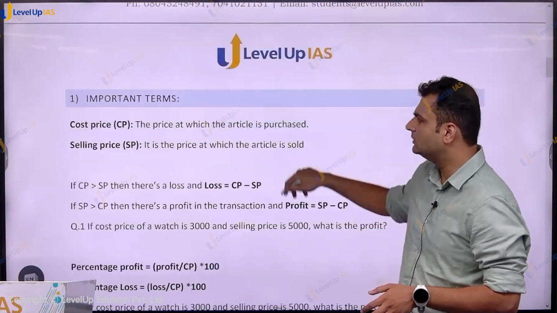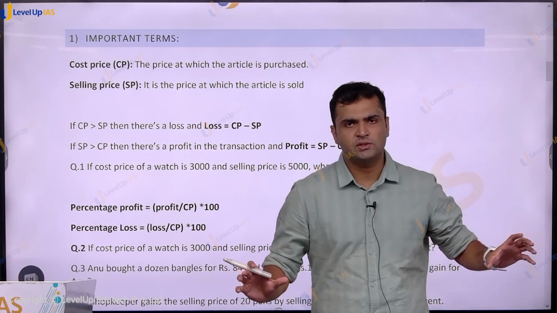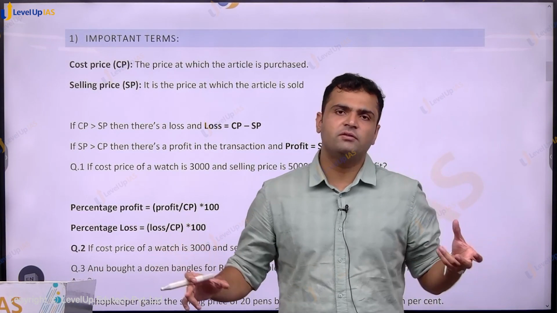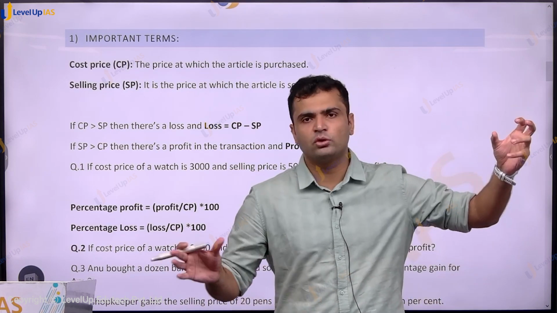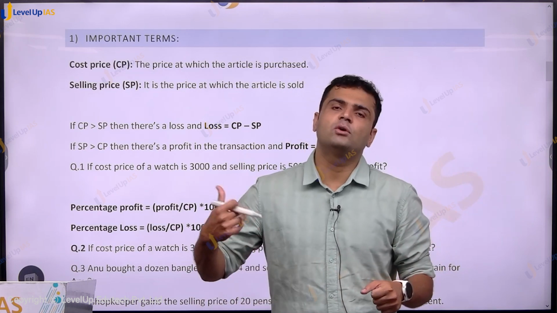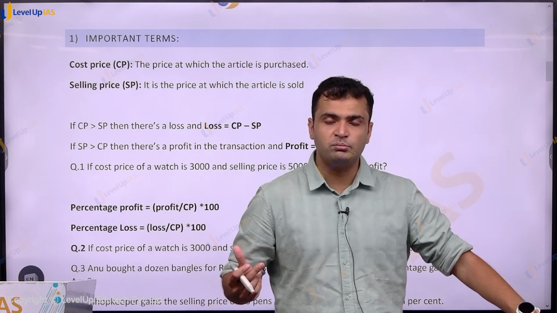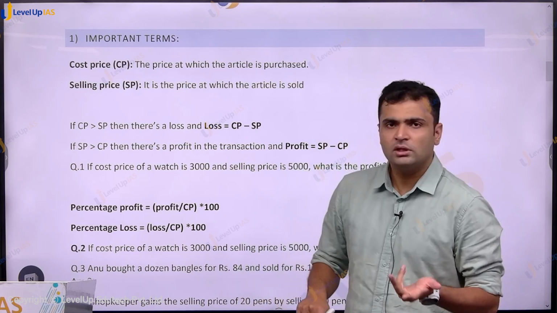Let us start. Basic terms: there are two prices, cost price and selling price. The difference between them is profit or loss. If the selling price is more than the cost price, then SP minus CP is the profit. Or if the cost price is more and you are selling it for a cheaper price, then CP minus SP is the loss.